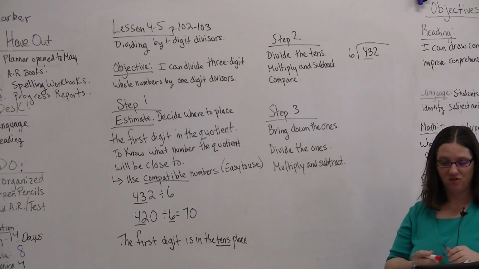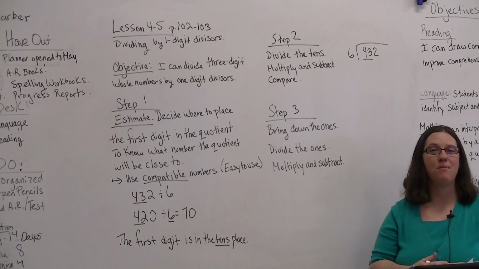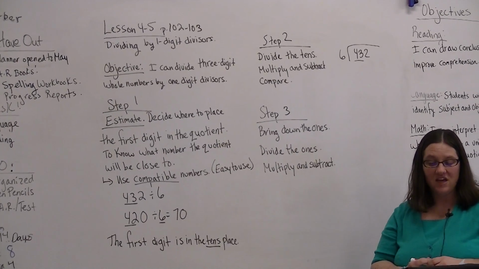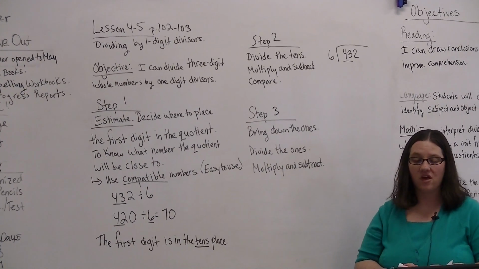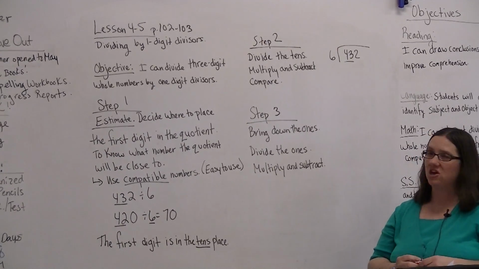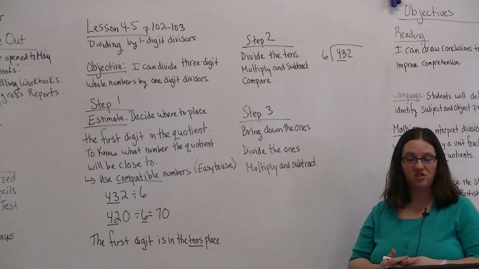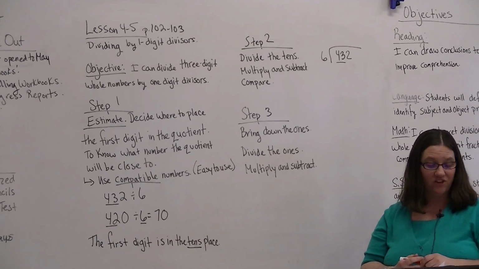We are going to jump into topic 4 with dividing by one-digit divisors. We're going to start with lesson 4-5, dividing by one-digit divisors, which starts on pages 102 and 103 in your text. So have your books open to those pages and your spiral near your side.